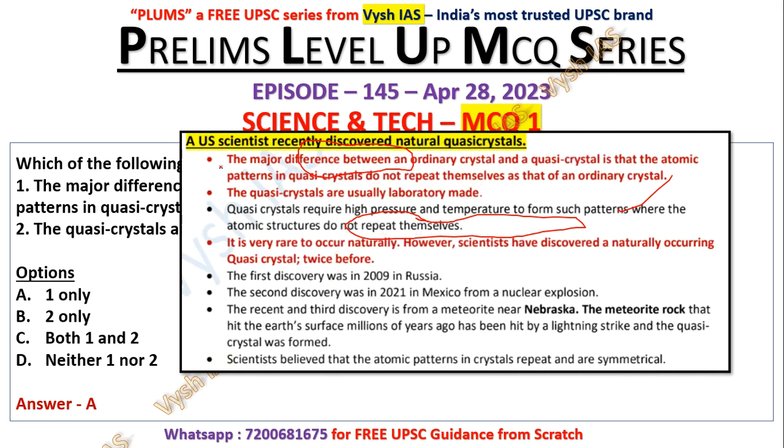So that major difference I told you, and they are usually laboratory made, and it is very rare for them to occur naturally. However, scientists have discovered naturally occurring quasi-crystals twice before, once in Russia in 2009 and once in Mexico in 2021. Now USA scientists have again recently discovered a natural quasi-crystal, so 3 times. That is why it is in the news. It is a February 2023 news item, a very recent one.